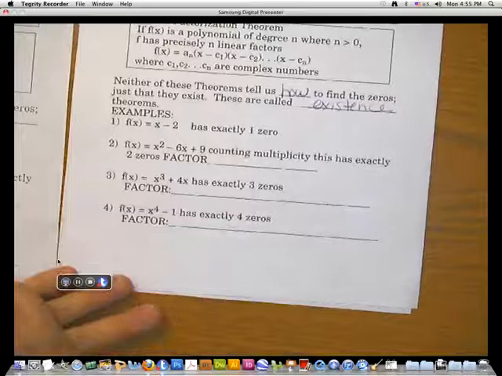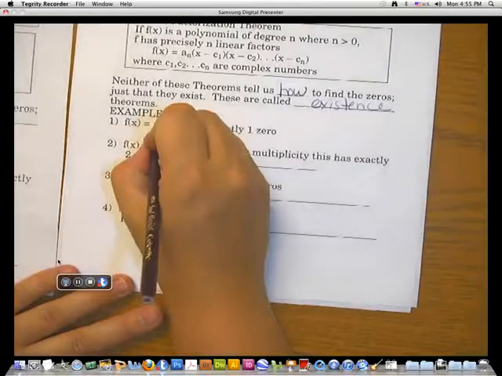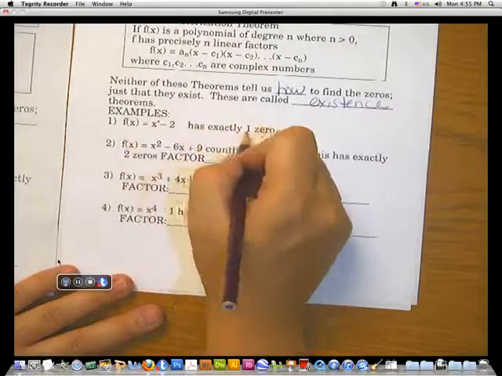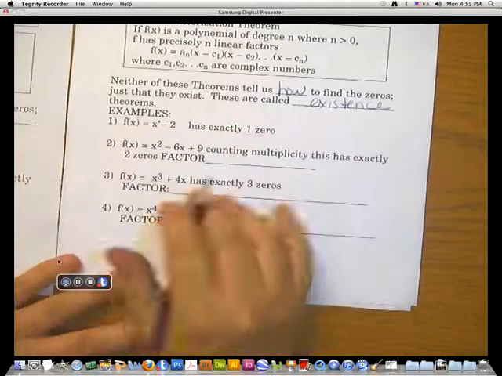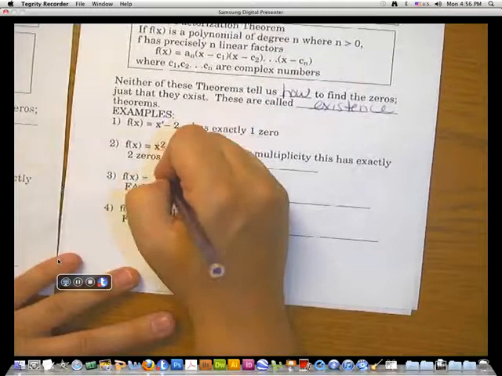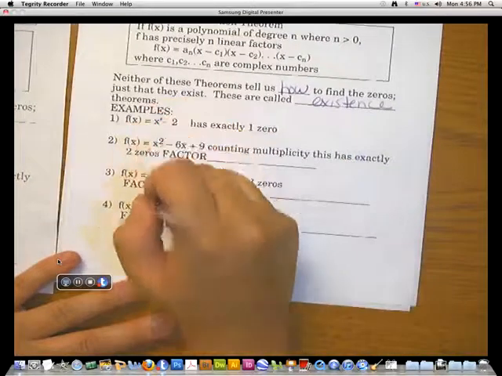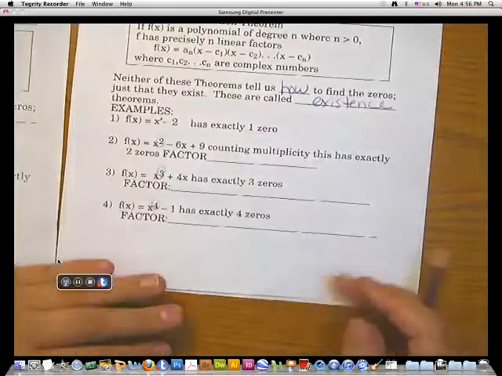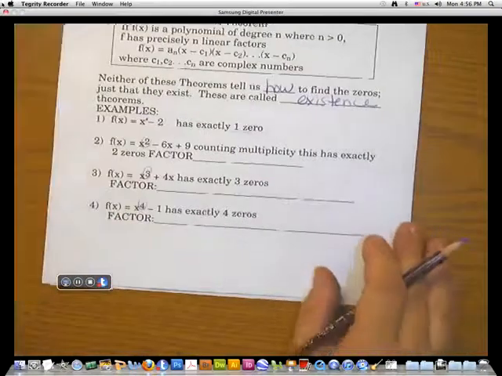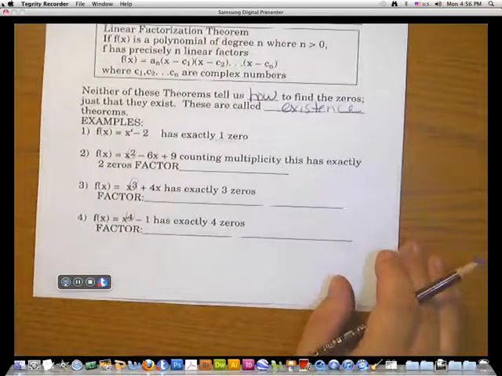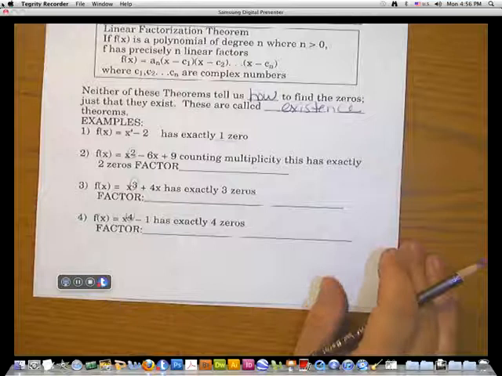So looking at our examples, here I have x to the first power. That means there is only one zero. That's the only option. Here's 2 zeros, 3 zeros, 4 zeros. What we're going to be working towards is finding all of those zeros, whether they are real or whether they are complex. We're going to be finding all the zeros.